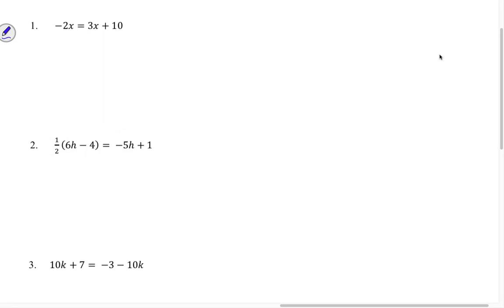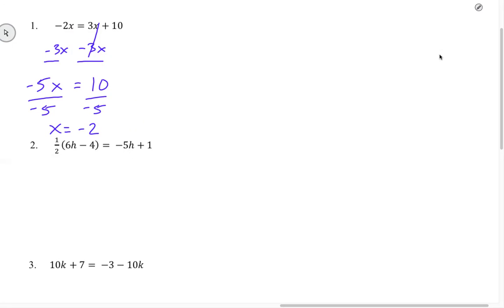So I forget who it was yesterday. I believe it might have been Liam, said, all right, just subtract the 3x to get all of my x's to the left. I know I'm going to get a negative number here, but I'm okay with dividing by a negative. So that's how we did that.